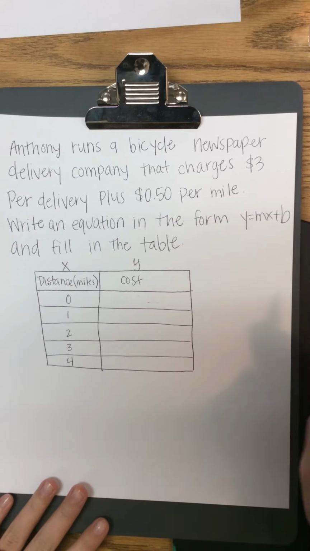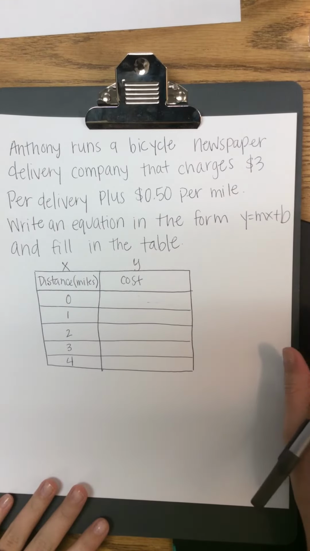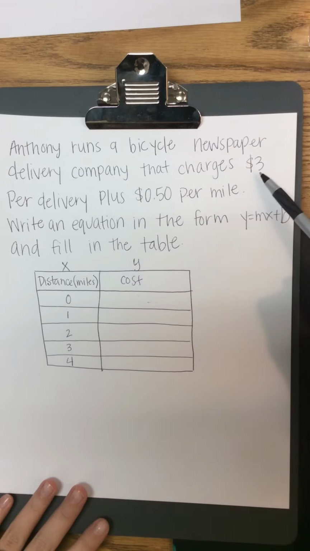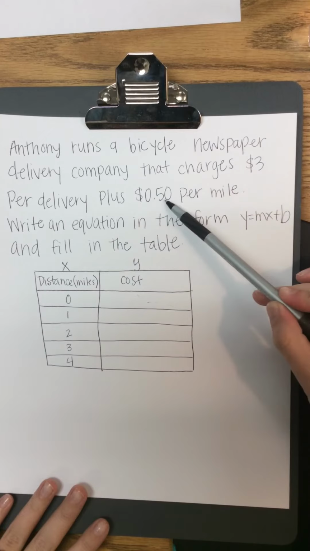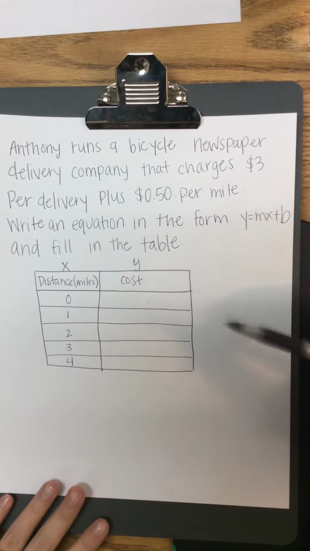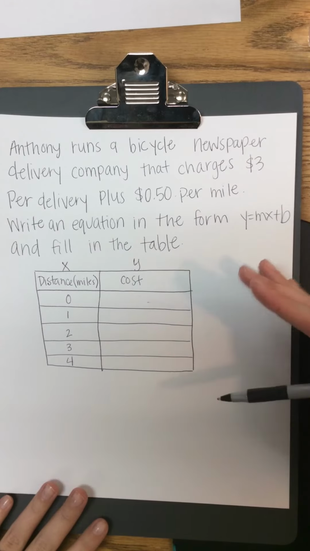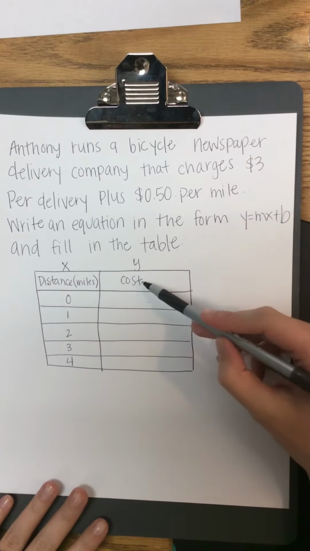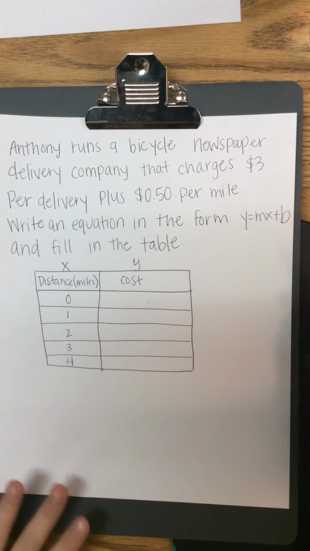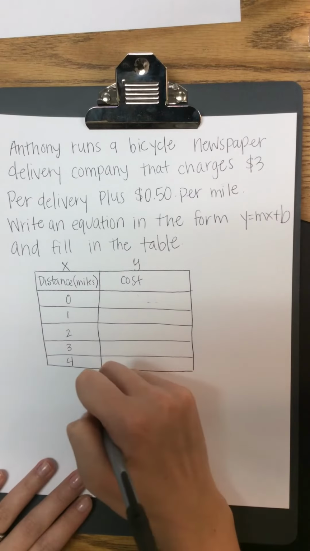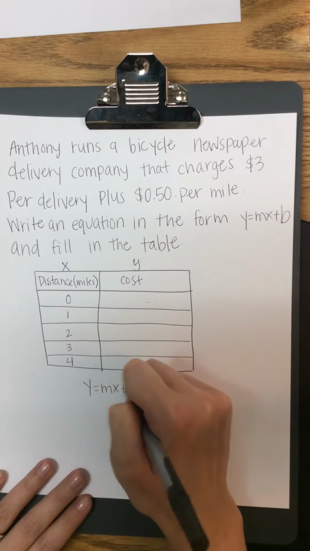Now our b is our starting value. So that delivery fee, the $3, is going to be our starting value. This 50 cents per mile is like the rate of change, the rate that the cost changes for however many miles are driven. So y equals mx plus b.